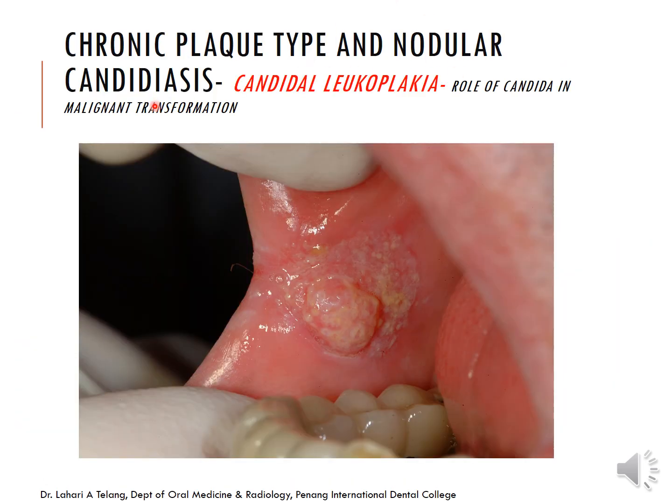Chronic plaque type and nodular candidiasis is also called candidal leukoplakia. Candida is believed to have a role in malignant transformation of this lesion, and that's the reason why it's called candidal leukoplakia. Now if you look at this, this doesn't look normal at all. There is superficial pseudomembranous candidiasis along with a raised lesion which you're seeing here, which could be associated with plaque-like candidiasis as well as a raised, nodular area, and this is suspicious for developing leukoplakia and should be biopsied.